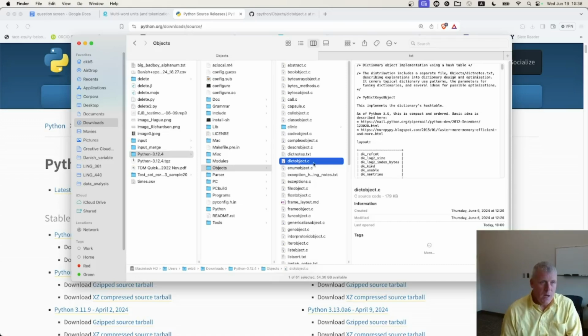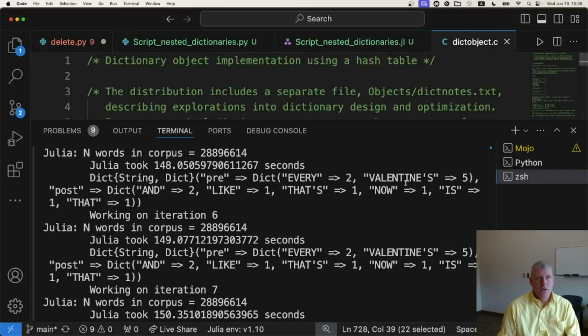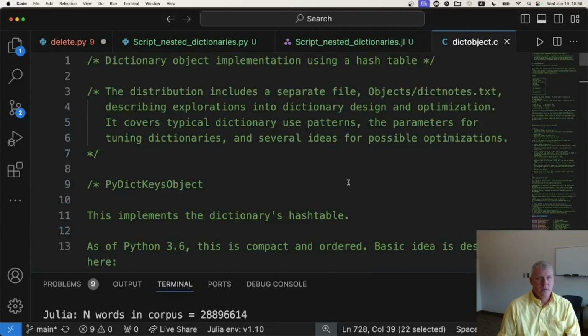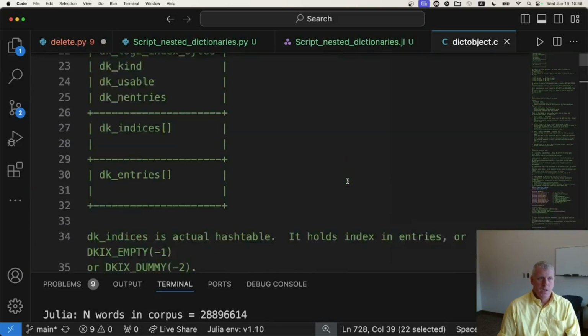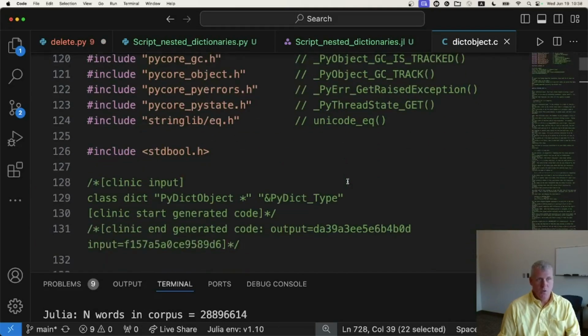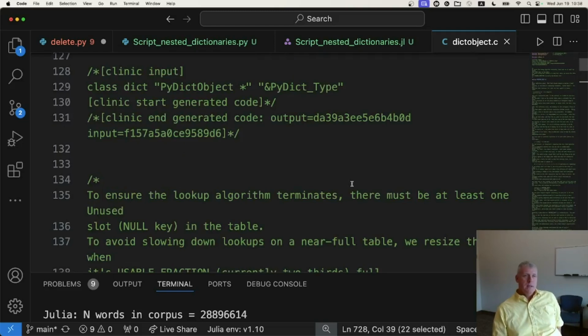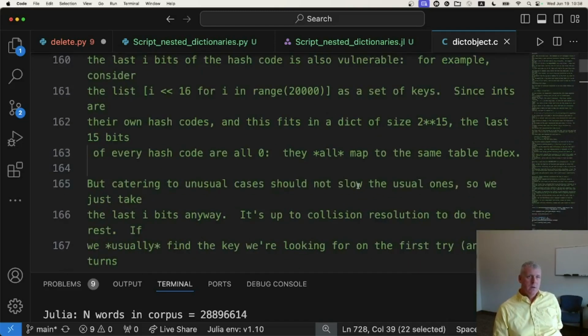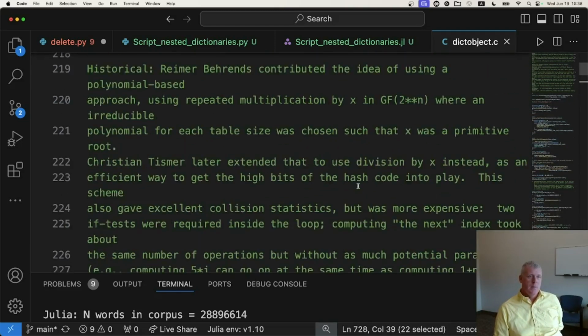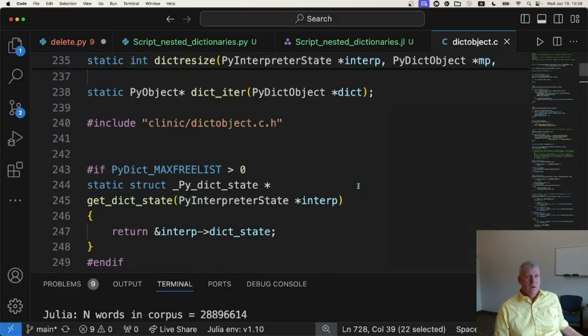So the dictobject.c, which I have up right here, is how the dictionary in Python is implemented. It's C code. So yeah, unsurprisingly, C is a super fast language. It's often the kind of benchmark against which other languages are tested for performance. And so unsurprisingly, Python's dictionary is super fast because it's implemented in C.